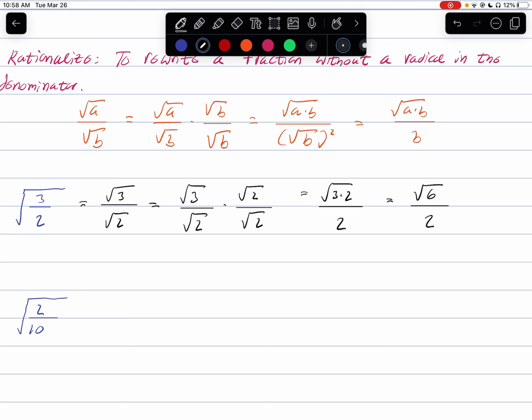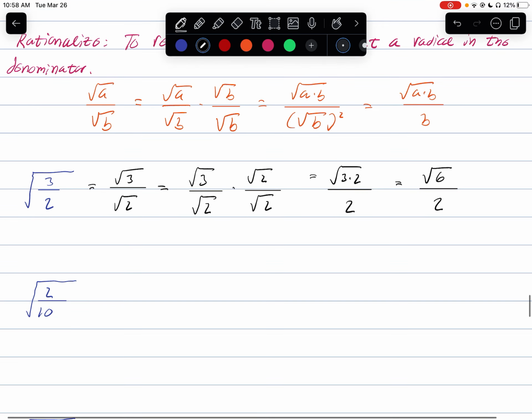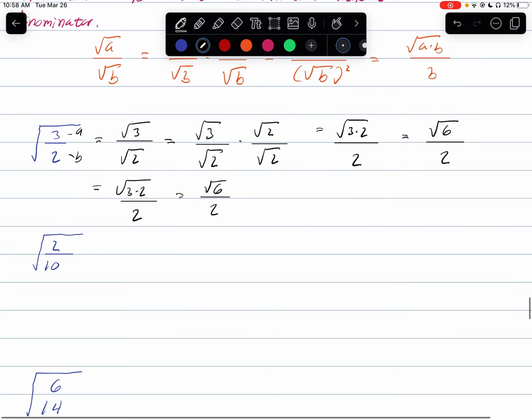Or if you memorize that formula, you can also just use that. You could start right away: if this is a and this is b, we have the square root of 3 times 2 over b, which is 2, which is just the square root of 6 over 2.